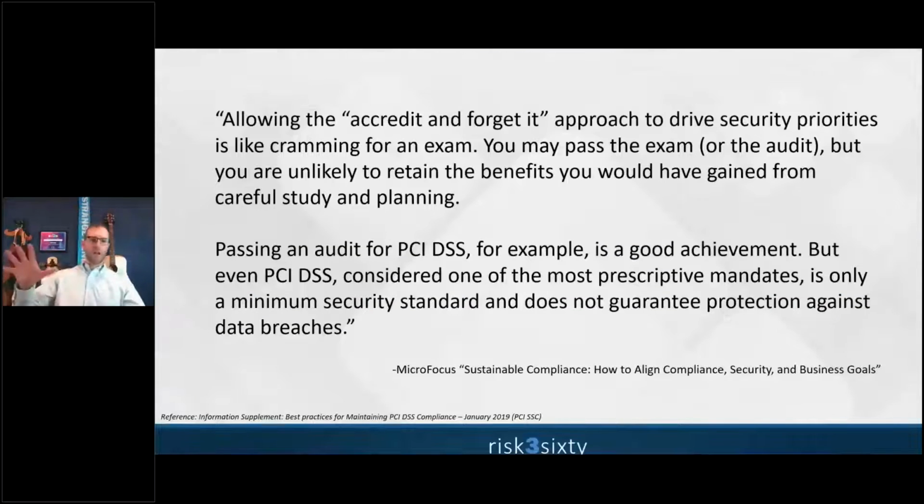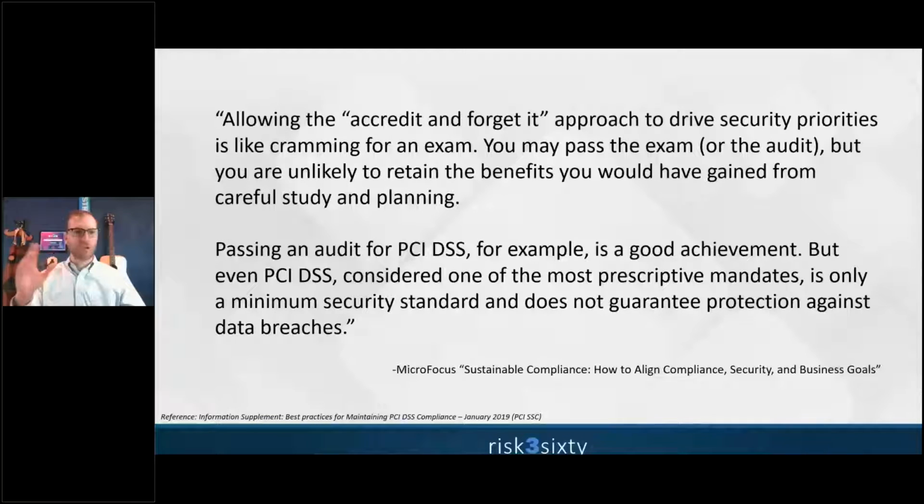A lot of the content that we have today is based off of, and I've adapted it quite a bit, a best practices document that the PCI DSS released in 2019, which not a lot of people know about, and probably fewer people have read. But there was a very good quote referenced in there that I pulled from Micro Focus, which I will read to you, though it is on the screen.